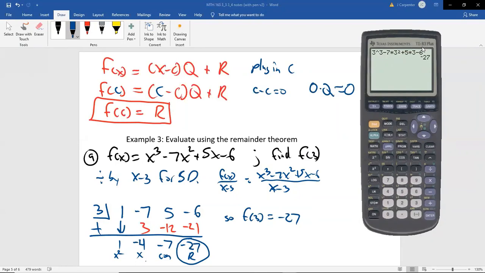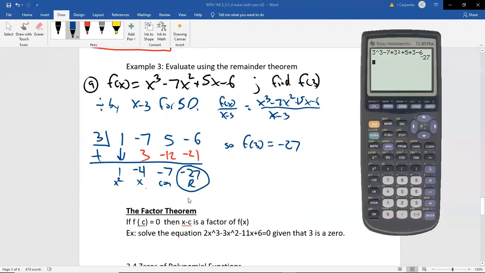Okay, so moving forward, this is not special. The fact that this answer is negative 27, that's not what we're going to want. I've already spoiled it. We're going to want it to be 0.